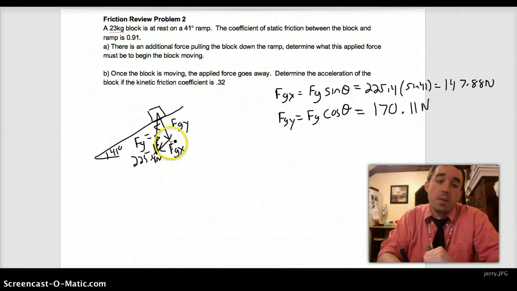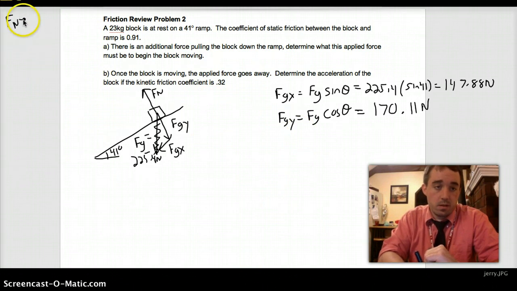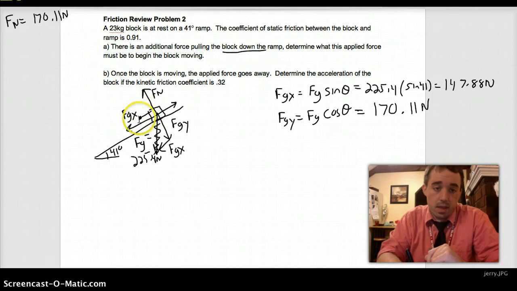I've used it. My FGY is perfectly canceled with my normal force. So I know that my normal force, right way up here, is also 170.11 newtons. I know that I have a couple forces. I have a friction force that is going to be acting backwards because this block wants to slide downward due to my FGX. But I also have an additional force pulling the block down the ramp. So I have an extra secondary FAPP that I have to deal with.